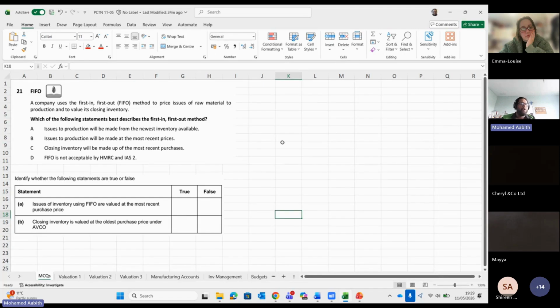But LIFO, along with the other two methods, can be used for my internal calculations, my internal budgeting, my internal plans. I can use those three methods. It's absolutely fine. But if you have to submit financial documentation when you value your inventory, you have to use either FIFO or AVCO, as per the guidance by HMRC and IAS 2, the International Accounting Standard 2.